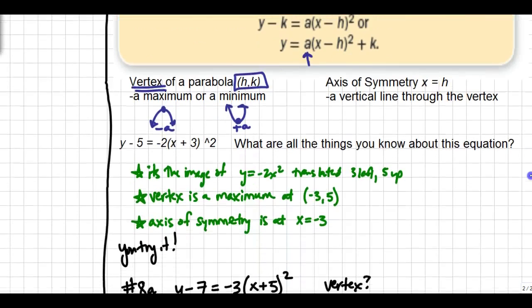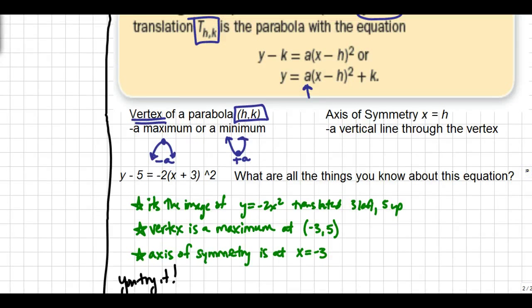So let's put that into practice now with our first example here. So we've got this equation, y minus 5 equals negative 2 times (x plus 3) squared. What are all the things you know about this equation? So it came from the parent function negative 2x squared. If you get rid of the 3 and the 5 there, that's what you're left with. And it got translated 3 to the left, because normally this would be a minus negative 3. And it translated 5 up, because we took away a 5. So 3 left, 5 up is how it got translated.